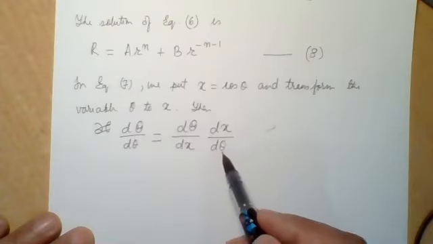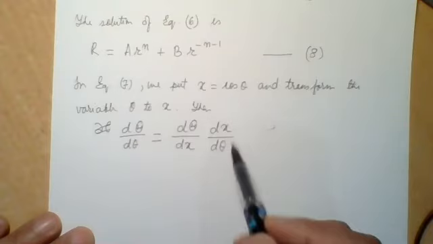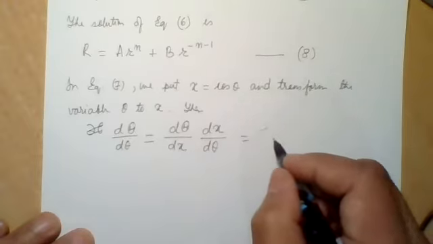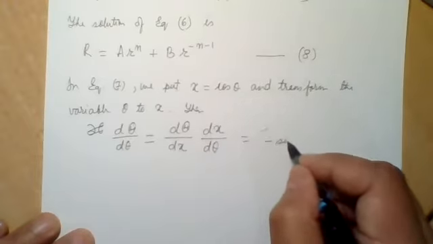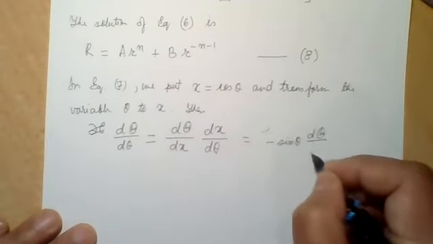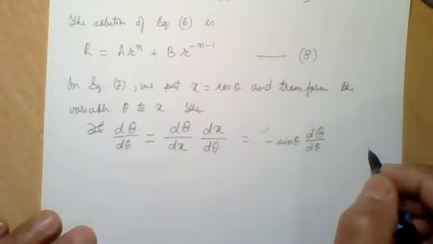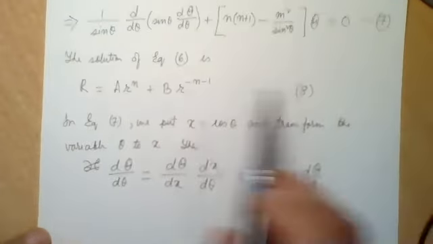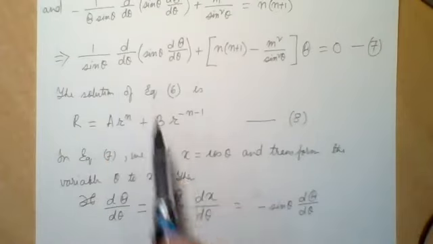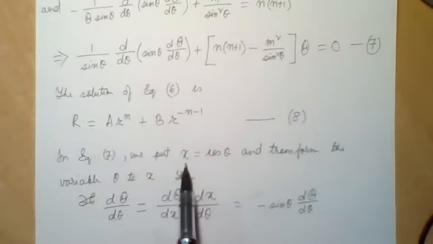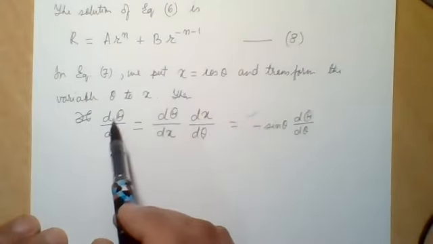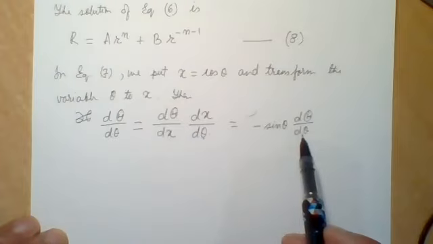Therefore, dx by d theta, that is the derivative of cos theta with respect to theta, is minus sin theta. So we are planning to replace the independent variable small theta by another variable x. If we put x equal to cos theta, then d capital theta by d small theta becomes this expression.